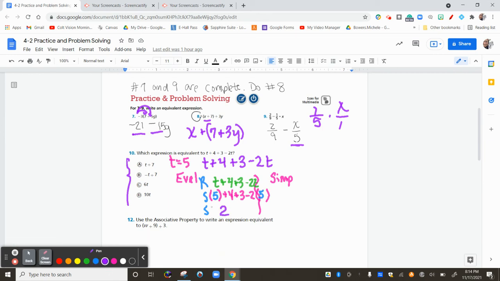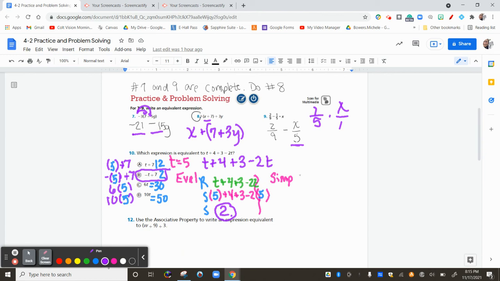So when I simplify that expression and I use all those operations, I end up with the value of 2. So when t is 5, the value of the expression is 2. So what I need to do now is compare that with all these expressions here and see which one also I would get 2. So when I work out all of these values for the expression when t is 5, the only one that I get equal to what I started with is b. They're both 2.